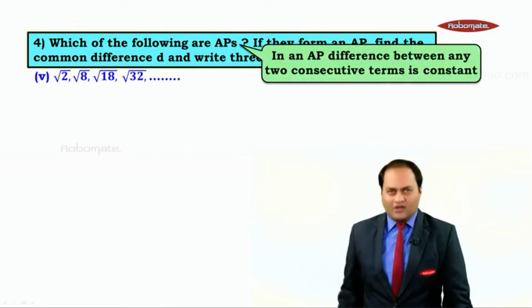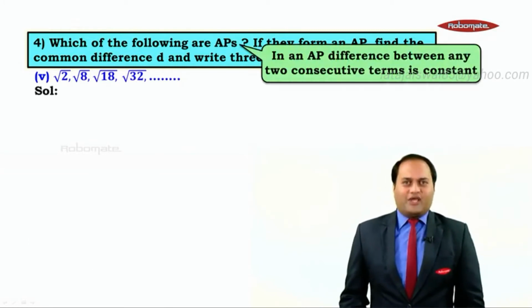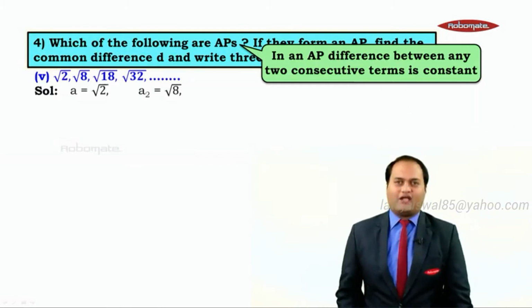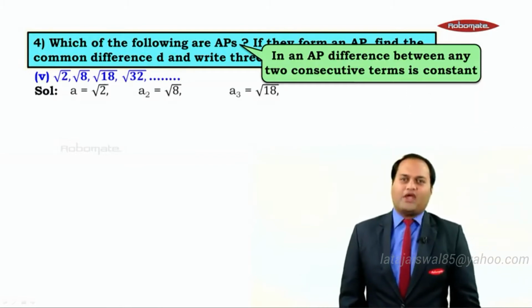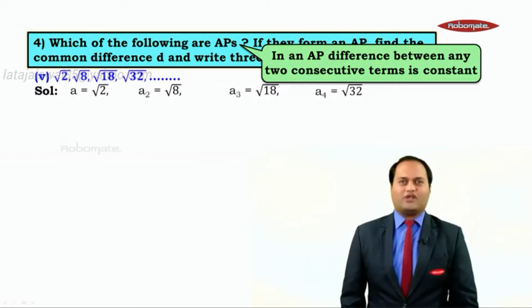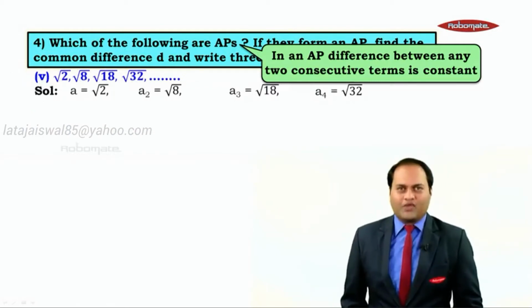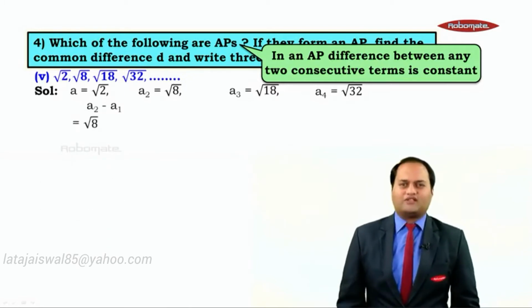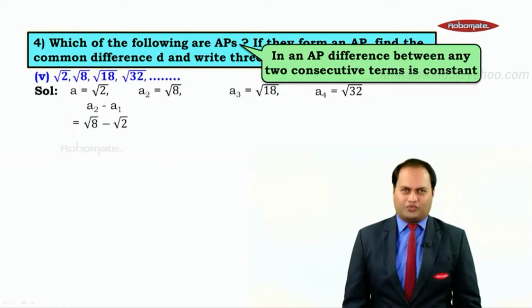Let's do it. Find if it's an AP or not, and for that you will have to find the difference. For that, A1 is equal to root 2, A2 is equal to root 8, A3 is equal to root 18 and A4 is equal to root 32. Let's find the difference. A2 minus A1, that's root 8 minus root 2.